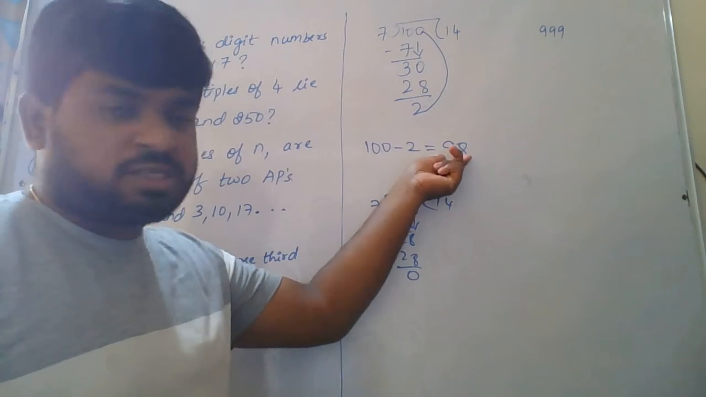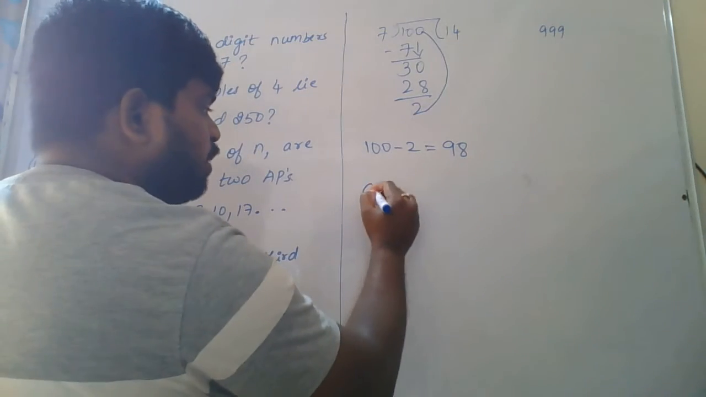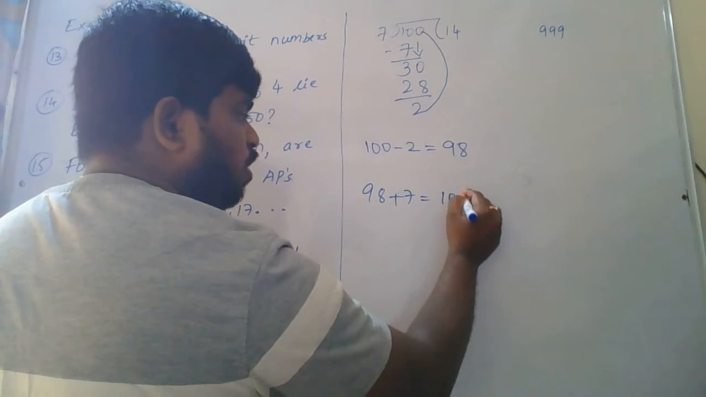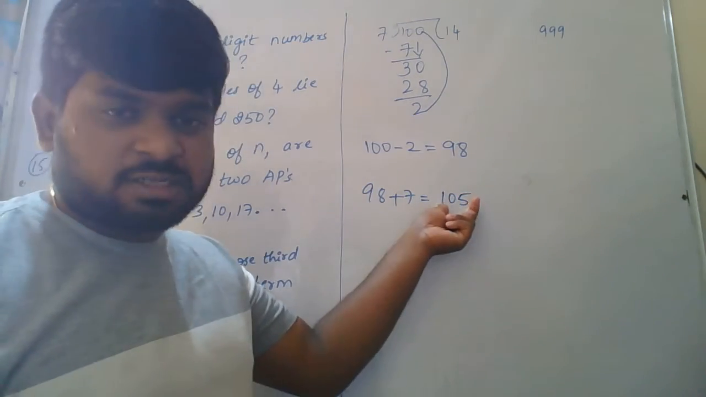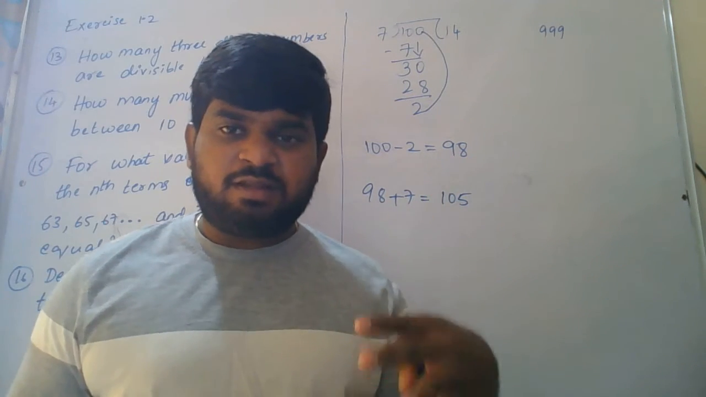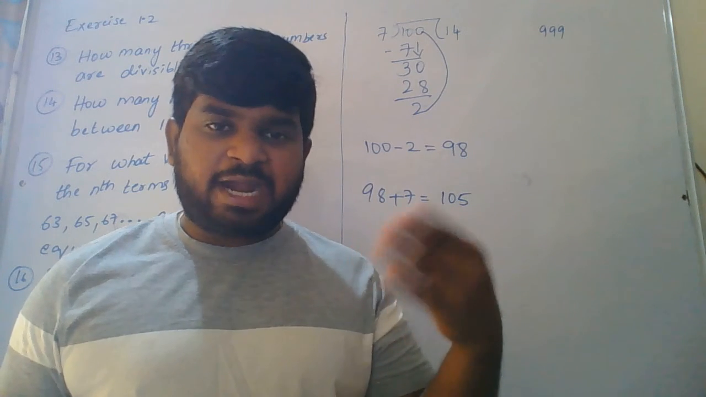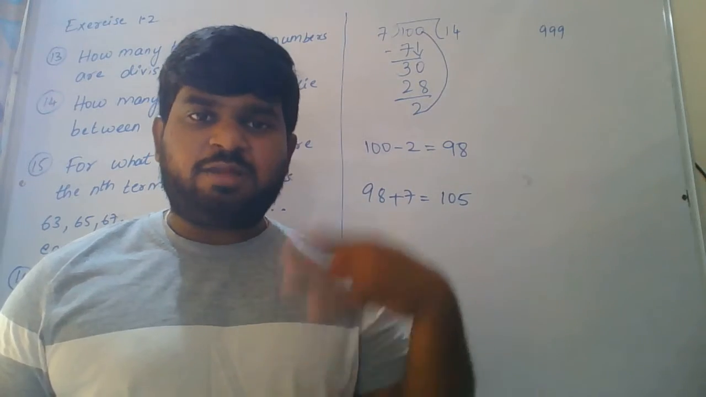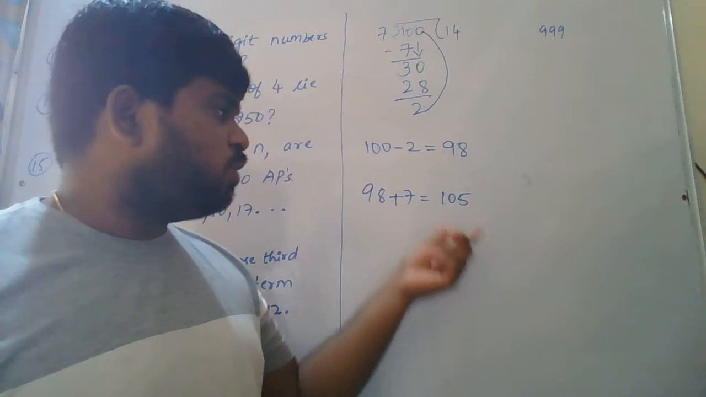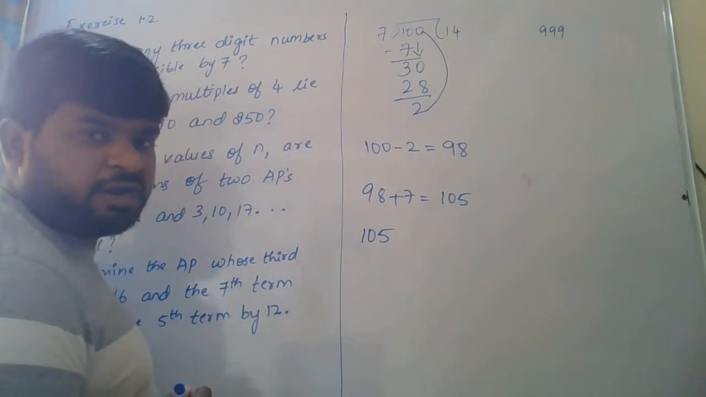Okay, you got to know 98 is divisible by 7. But this is a 2-digit number. I need a 3-digit number. So what will I do? Simply 98 plus 7. That's it. 98 plus 7 is 105. You got your first 3-digit number which is divisible by 7. Usually in the 7 table, what happens? 7, then the next number is 14. For each term you keep adding 7, right? 7 plus 7, 14, 14 plus 7, 21. The same way, 98, the next number will be, add 7 to it, 105. So the first 3-digit number that is divisible by 7 is 105.